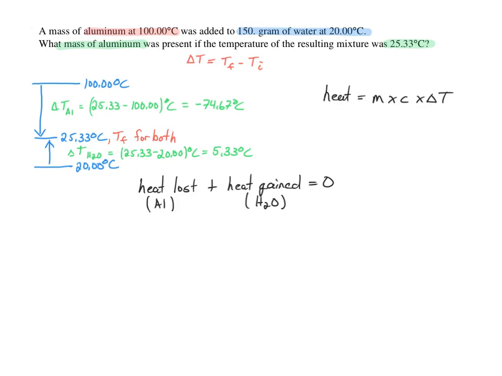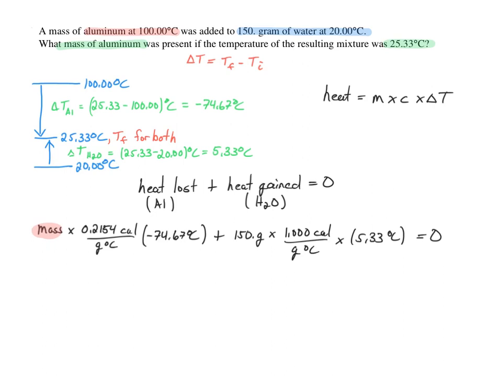We're going to calculate the heat the same way we've been doing it. Heat equals mass times specific heat times delta T, except when we substitute in our values, for heat lost, we're going to be substituting in values for aluminum, and for the heat gained, we're going to be substituting in values for water. Here are the appropriate values substituted for mass, specific heat, and change in temperature.